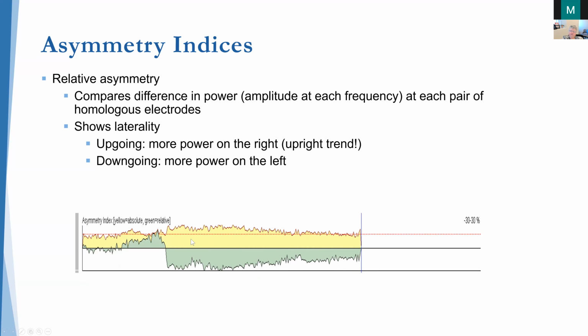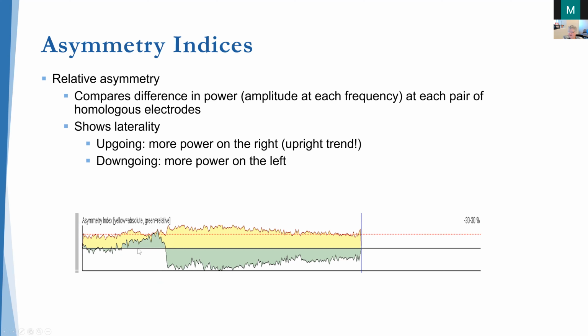On the other hand, the relative asymmetry index compares the power at each pair of homologous electrodes, but this shows laterality because it basically compares the power right hemisphere versus left hemisphere. So if this trend goes up, as we see here, then there is more power overall in the EEG over the right hemisphere. You can remember this as an upright trend. So the right goes up, and if there's more power over the left hemisphere, then the trend will go down.